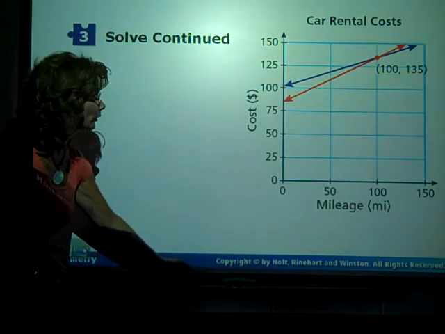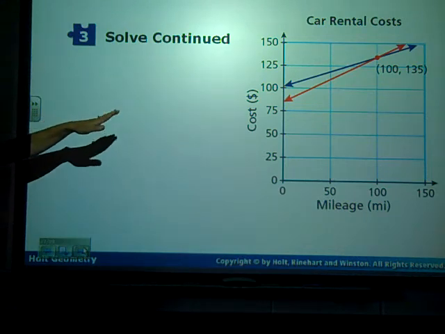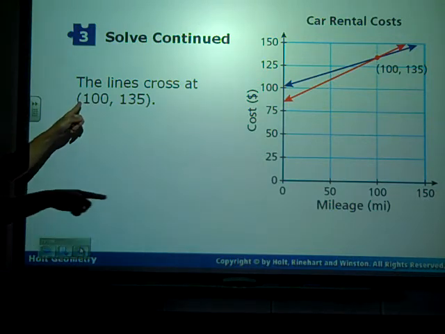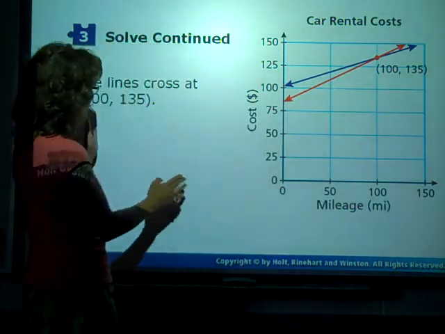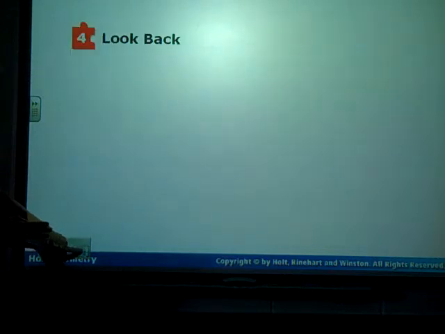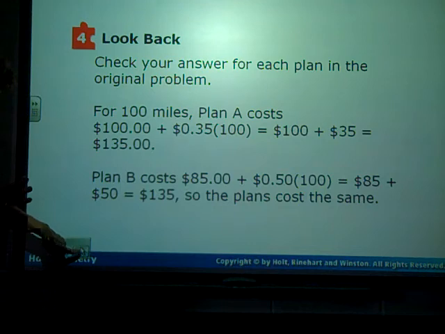Now let's look at that on the graph. If you were to just graph this by hand, you would not see this. The lines cross at 100 and 135. So you know this is miles. Always label your axes, miles and cost. So you know you drive 100 miles, it costs $135. You look back, does that make sense?